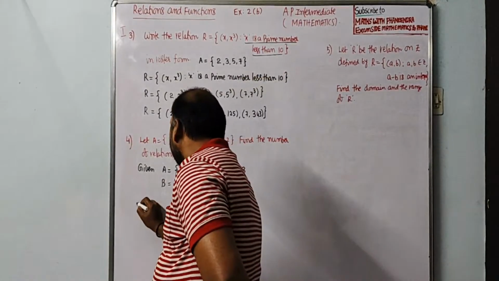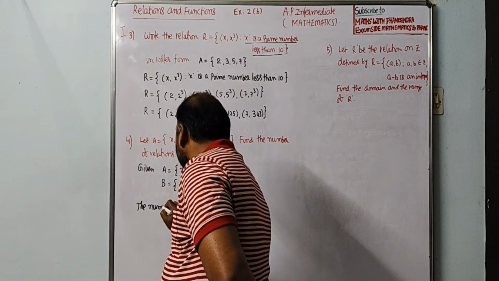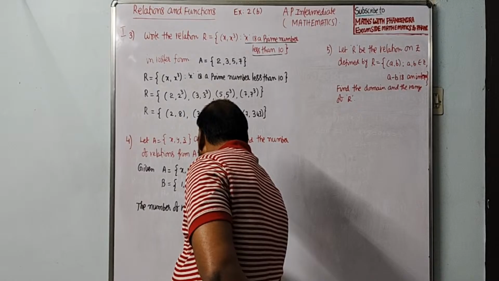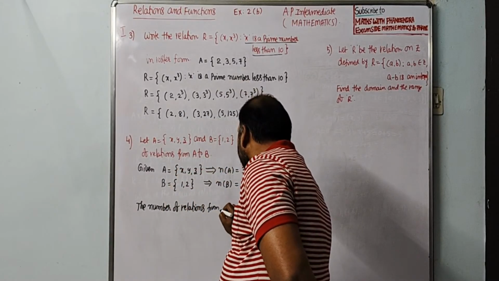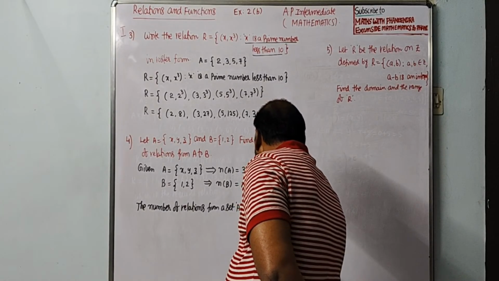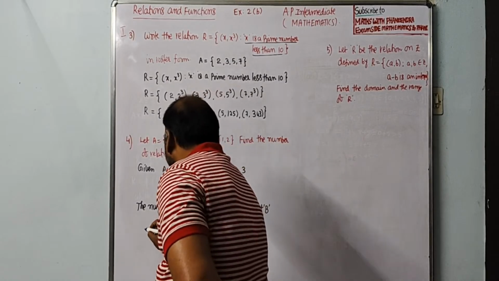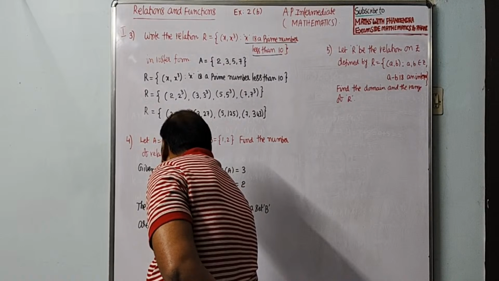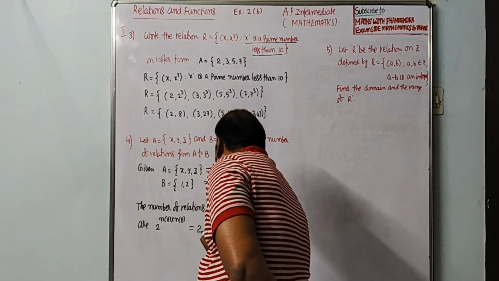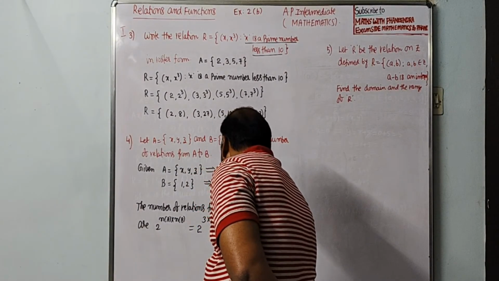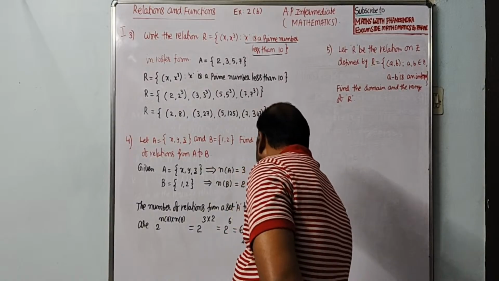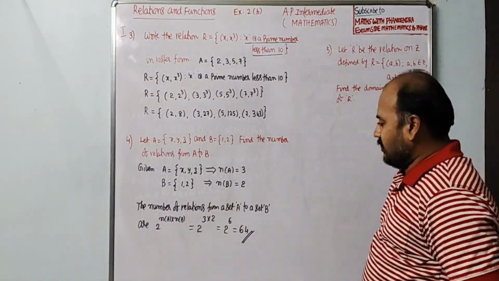The number of relations from a set A to a set B are 2 power n of A cross n of B. So which is equal to 2 power 3 cross 2, that is 2 power 6, that is equal to 64. Okay, dear students, I hope you understand.